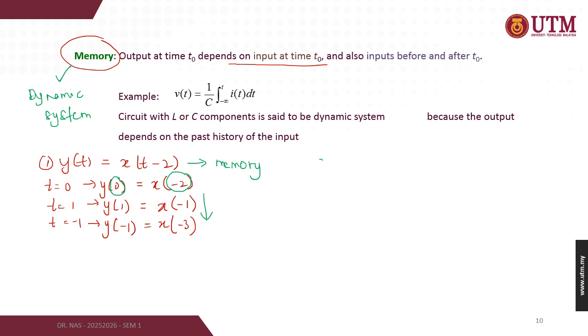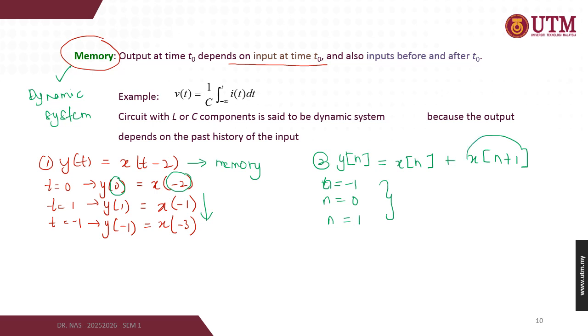Okay, the second example of a memory system is y(n) equals x(n) plus x(n plus 1). Again, you need to compare when n equals minus 1, n equals 0, and n equals 1. From here, you should notice that the system depends on future values. Therefore, the system is a dynamic system or a memory system.